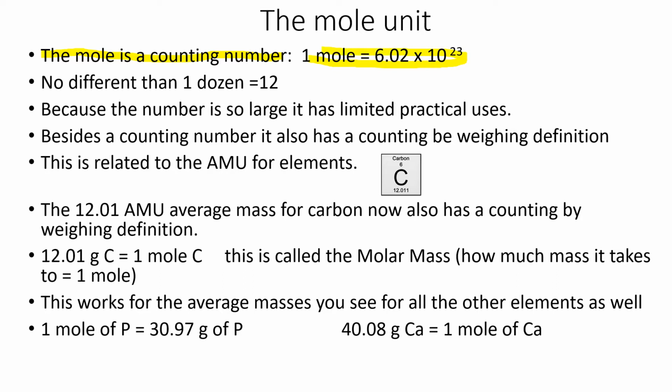Pretty big number. But that functionality is really no different than some other things that are a little more familiar to us. We're familiar with a dozen. It's really no different than a dozen. A dozen is 12. It doesn't matter what that dozen is of, whether it's donuts, eggs, pencils, erasers, cans of soda. It doesn't matter. A dozen is always 12. A mole is always that counting number. But because that number is so large, it has limited practical uses. We can count up to 12 for a dozen. We can't count up that high. That number is just too big for us to use.